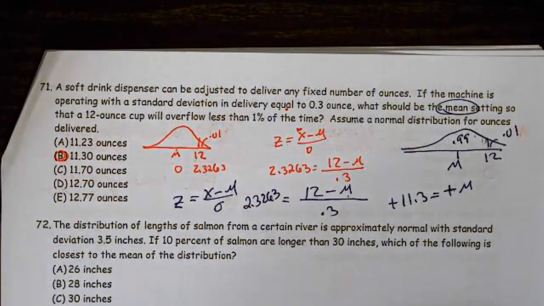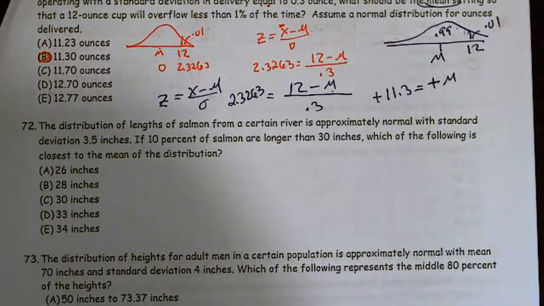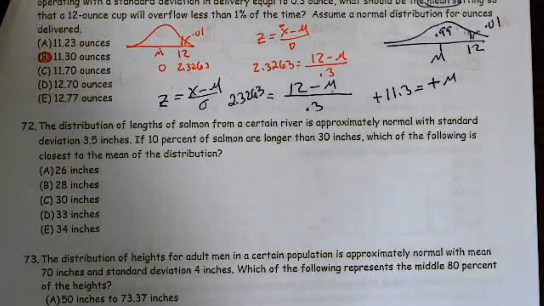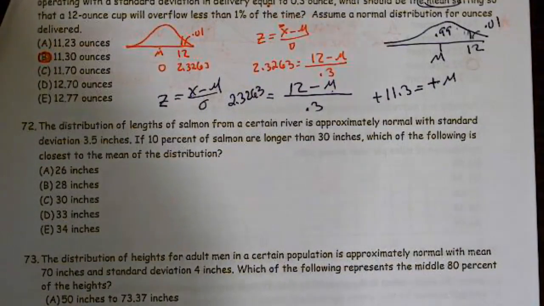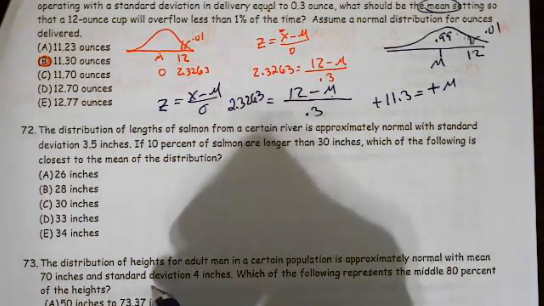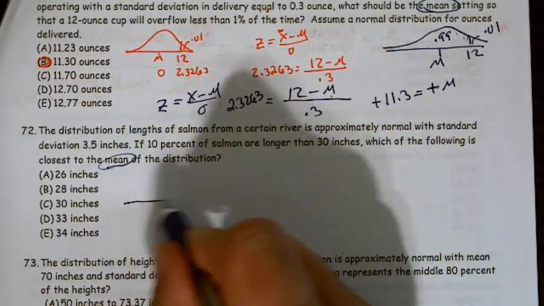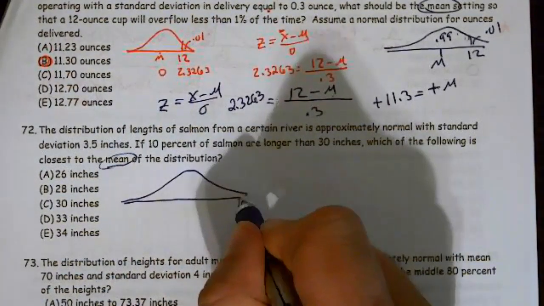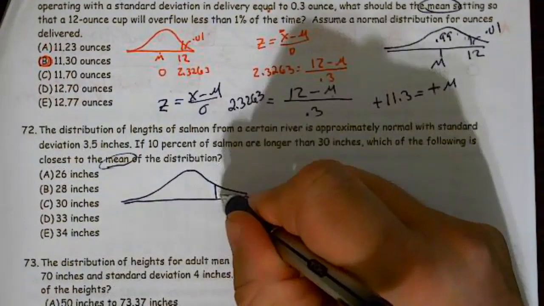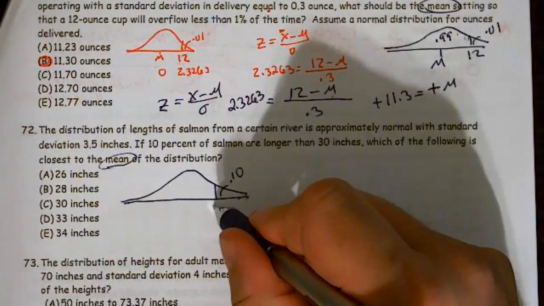All right, so I need to look at 72, the next problem. The distribution of lengths of salmon from a certain river is approximately normal with a standard deviation of 3.5. If 10% of the salmon are longer than 30 inches, which is the closest to the mean of the distribution? So this is exactly the same type of problem. So we're going to set this up. All right, 0.10, 10%, upper 10%, and they're longer than 30 inches.